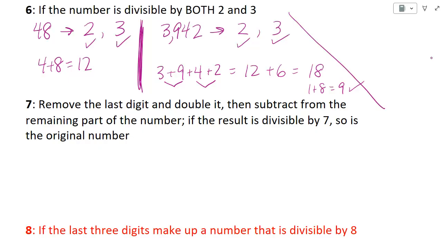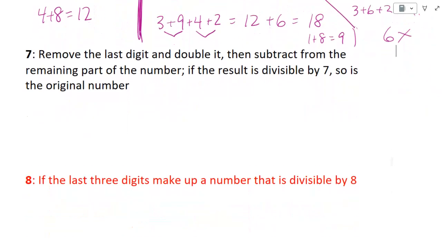Okay, I'll do one more example just since we're talking about it. I've done non-examples for the others. 362. Okay, well, obviously it divides by 2 because it's even. But does it divide by 3? Well, 3 plus 6 plus 2 is 9 plus 2, which is 11. So it does not divide by 3. So this one will not divide by 6. Doesn't work.